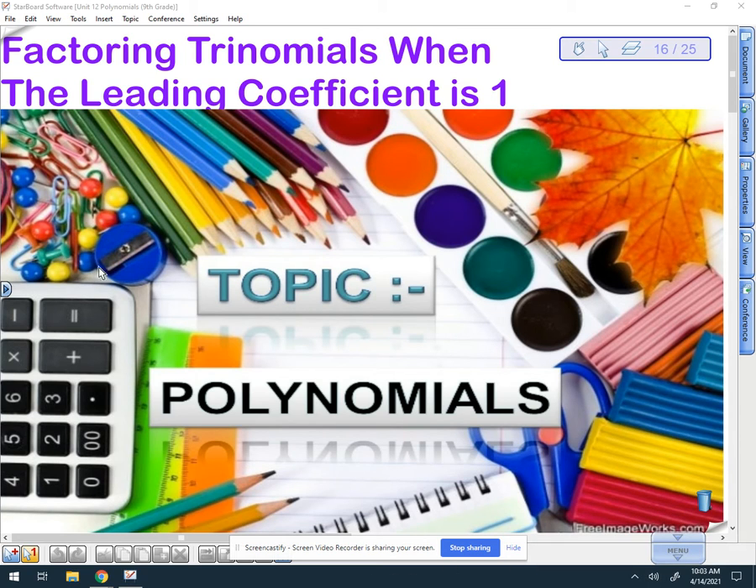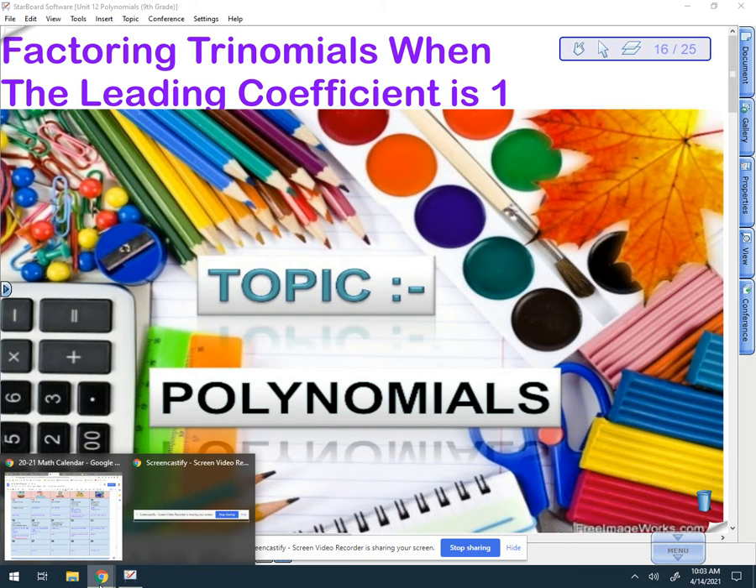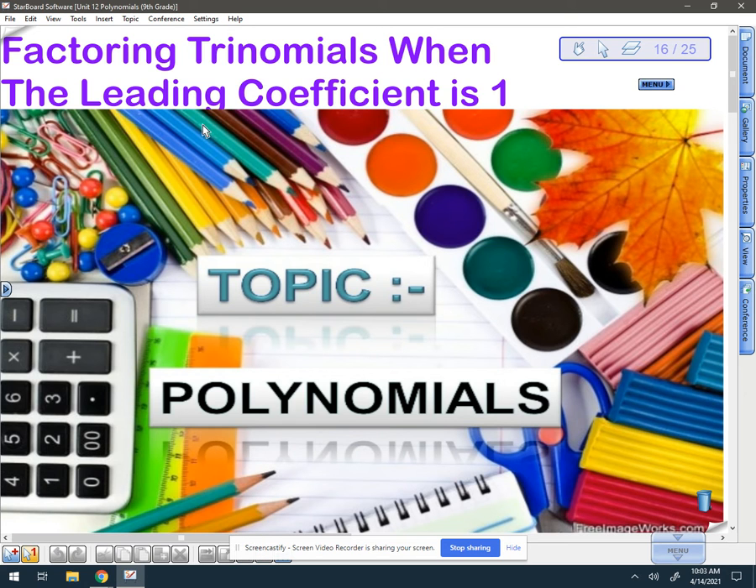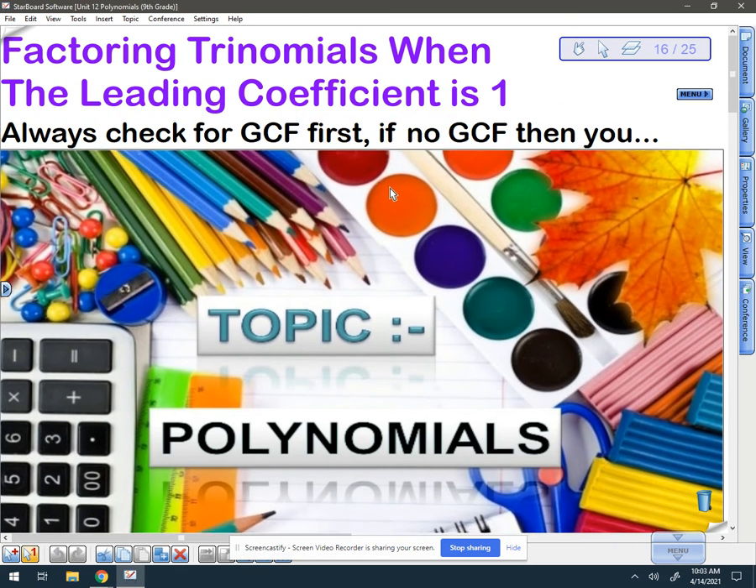All right, so we have talked about how to factor out the greatest common factor. So the next thing we're going to talk about is now factoring trinomials when the leading coefficient is 1.